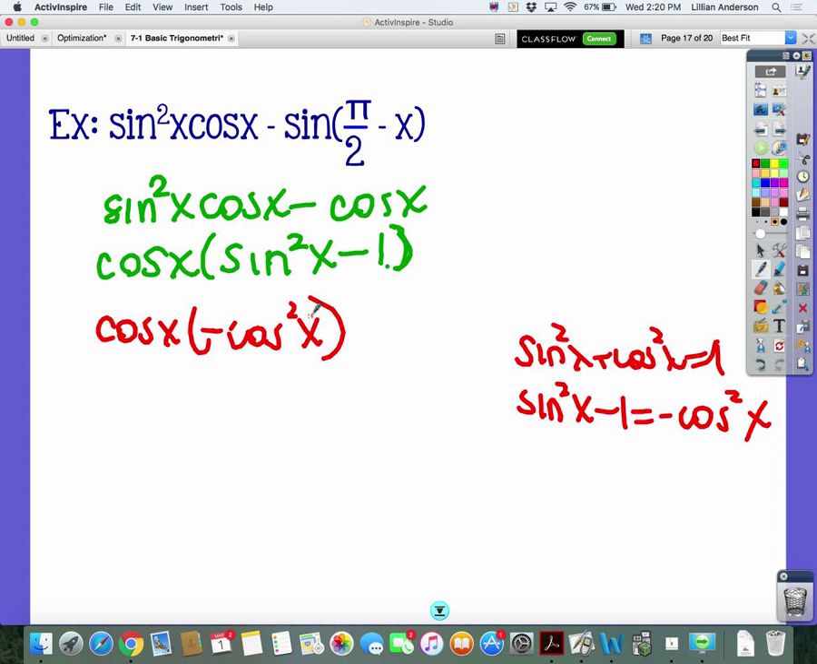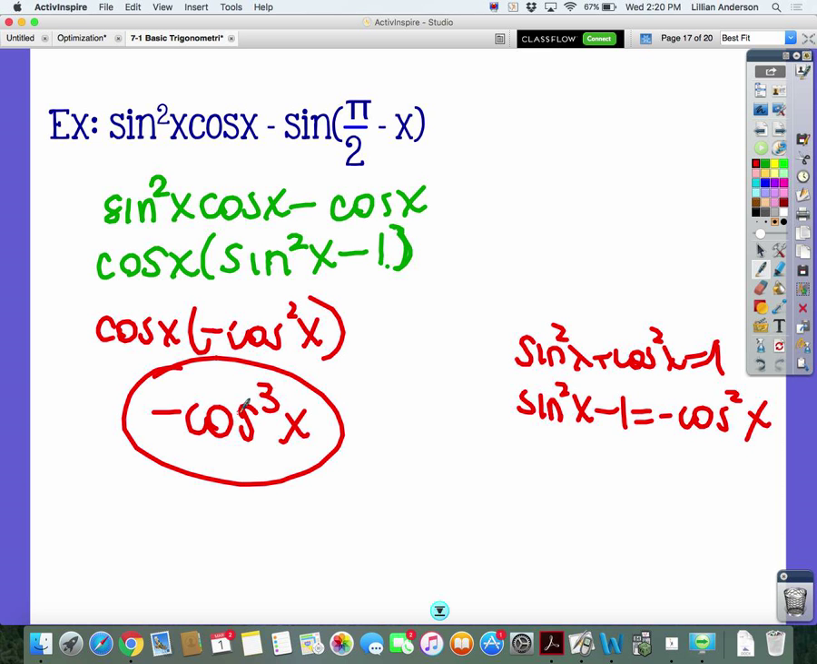This time you're multiplying it. True. Oh, never mind. It's still there. I thought you were going to so it was cosine. Would that just be negative cosine cubed? And this will be negative cosine cubed x, because I can multiply my cosine.